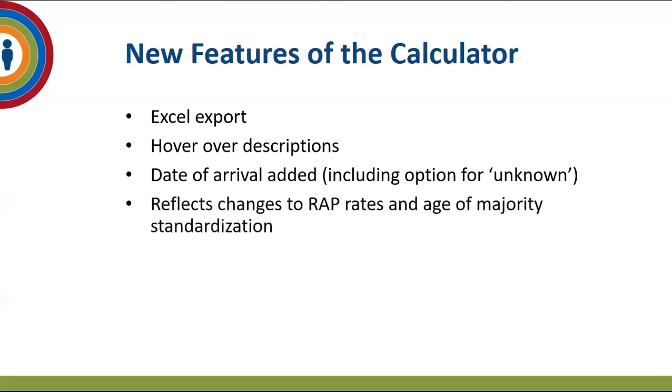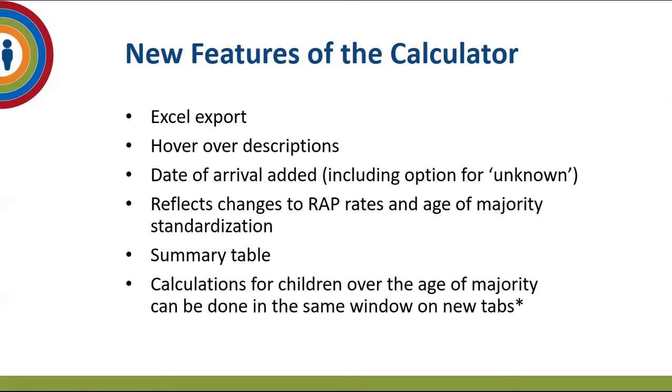So changes to the age of majority are being standardized, as I mentioned, for RAP purposes only. There's also a summary table that is included now to show total calculations. When including a dependent child who is over the age of majority, children 18 or older in all provinces must now receive financial support as single adults, which is now being calculated within the same browser window, but adding a new calculation tab. And we'll take a look at that shortly.